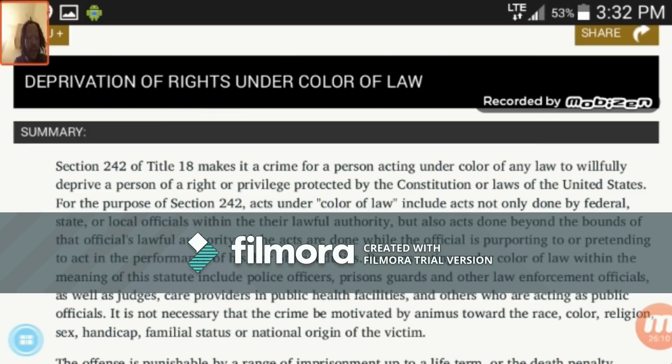Deprivation of rights under color of law. Section 242 of Title 18 makes it a crime for a person acting under color of law to willfully deprive a person of a right or a privilege protected by the Constitution and laws of the United States. So is this what we need to be holding them to? Does this need to be in our preliminary injunction, maybe? Consider these things, people. We have to consider them.